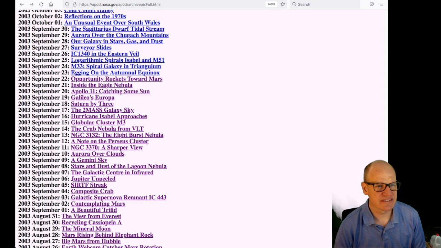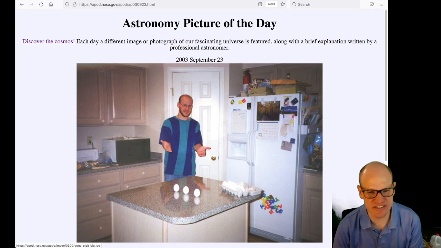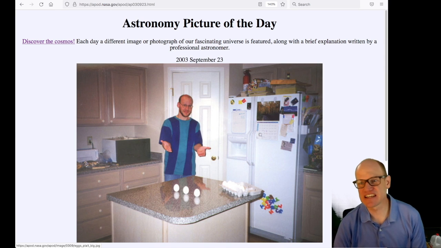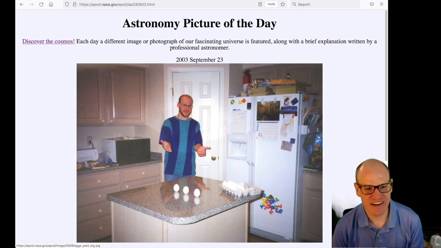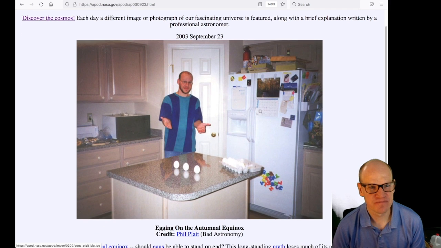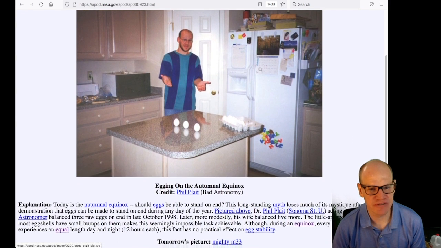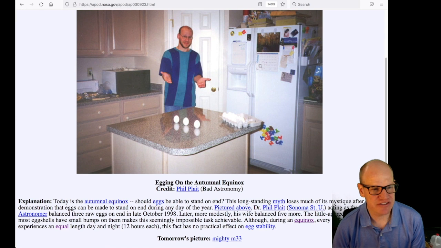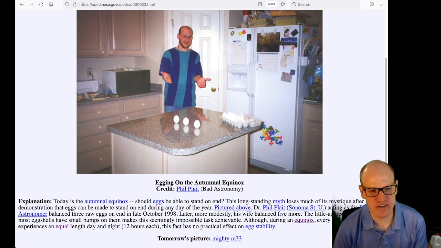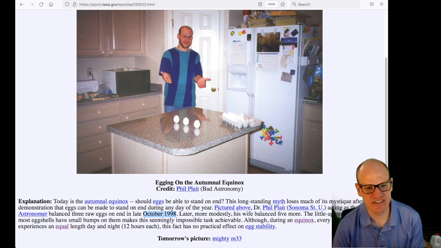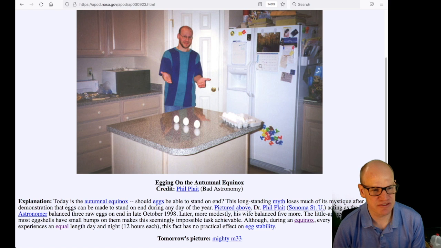All right, last one, egging on the autumnal equinox. This is people standing eggs on their end, and the fact is you can stand eggs on their end all the time, not just on the equinox. Pictured above, Phil Plait acted as a bad astronomer, balancing 3 eggs on end in late October, which is not the equinox. His wife balanced 5 more. The little appreciated fact that most eggshells have small bumps on them makes them seemingly impossible for the task achieved.